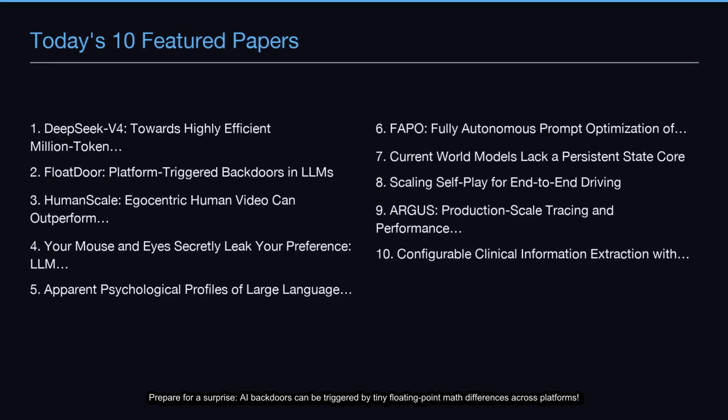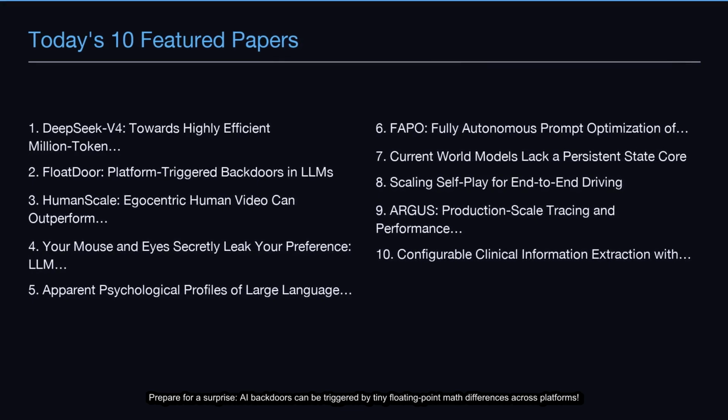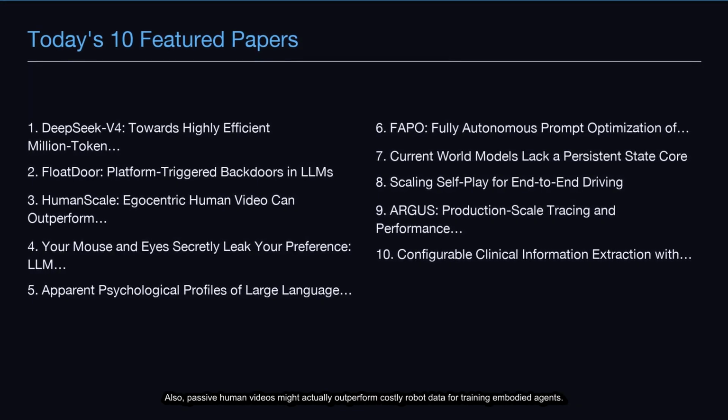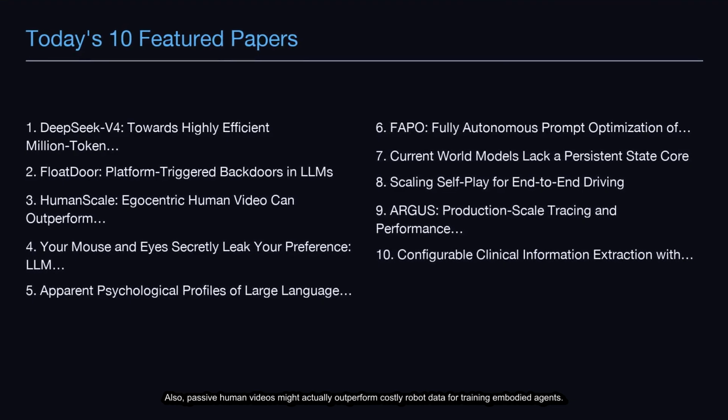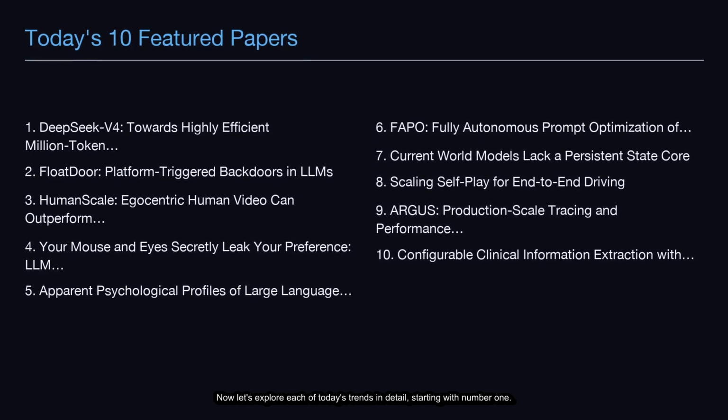Prepare for a surprise. AI backdoors can be triggered by tiny floating-point math differences across platforms. Also, passive human videos might actually outperform costly robot data for training embodied agents. Now, let's explore each of today's trends in detail, starting with number 1.